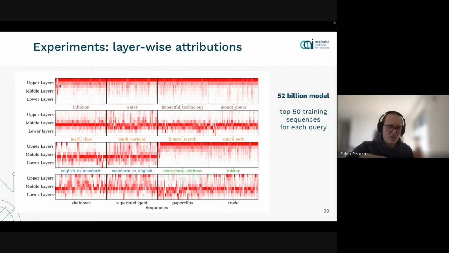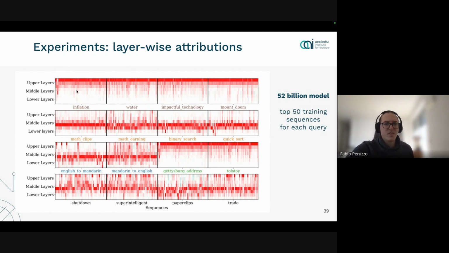So the columns represent the top 50 influential training documents sorted. So the first one is the most influential training document for the inflation query, and so on. And the rows represent influence of the training documents on the layers of the model. So from the top, you have upper layers and so on. We are speaking about the 52 billion parameter model.